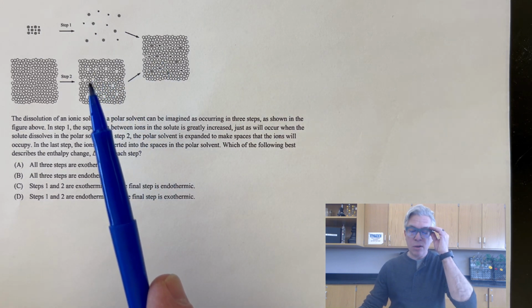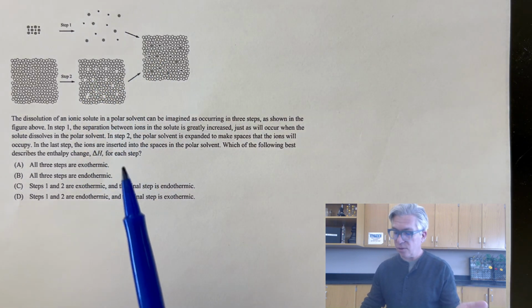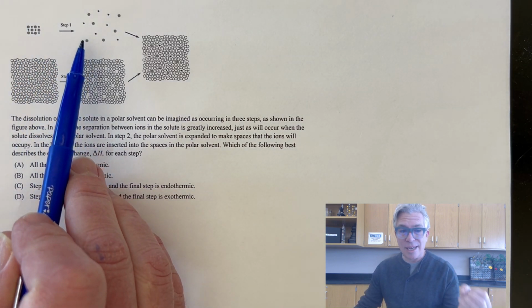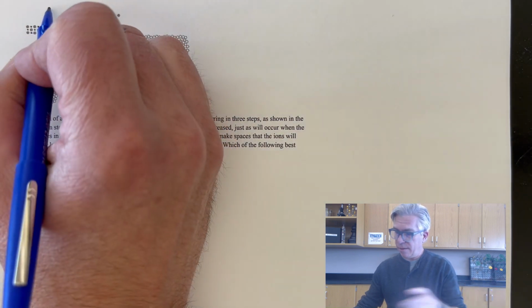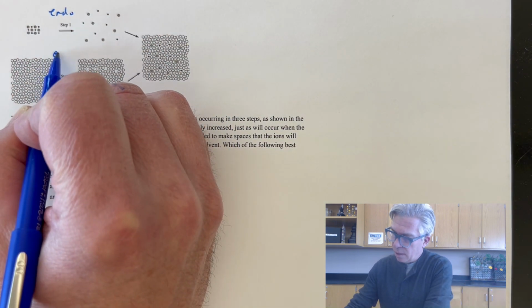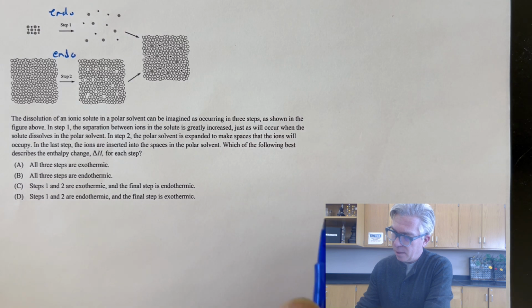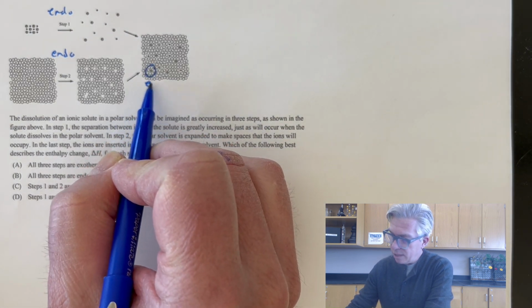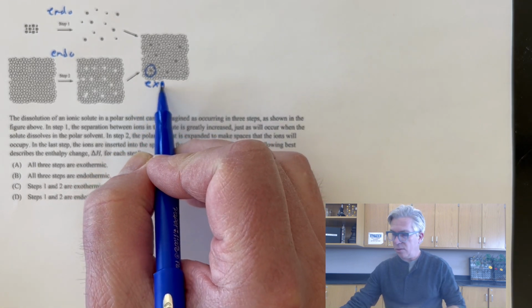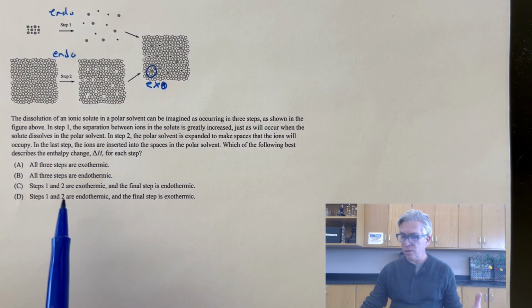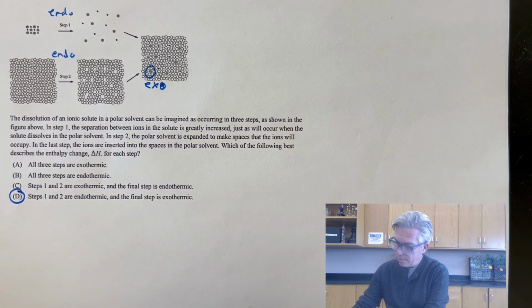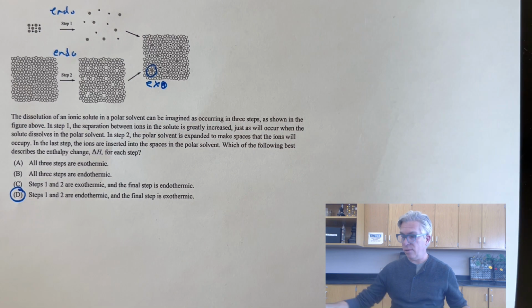So we have to know this. This is one of the recommended labs, heat of solution. And we have to know that breaking things apart needs energy to go in. That's endothermic. So this is endo. This is also endo, separating the solvent molecules. But the new attractions that are formed over here, those are exo. Forming those attractions releases energy. So steps 1 and 2 are endothermic, and the final step is exothermic, putting them together, solute and solvent.